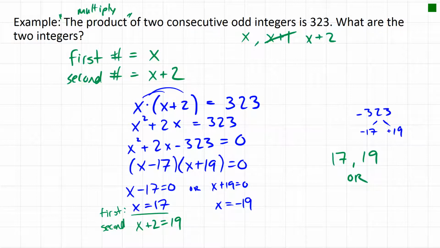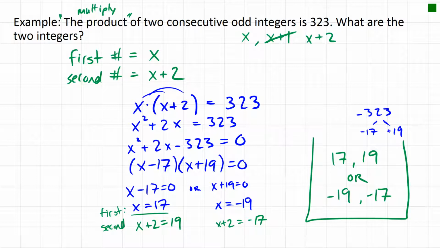But there's also a solution here, which is that x could be negative 19, which would mean the second number, x plus 2, is negative 17. So negative 19 and negative 17 also solve this question. Those are both consecutive odd numbers that solve this problem.